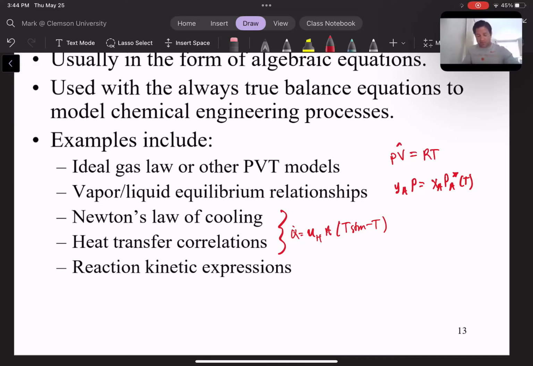And we talked about some kinetic expressions where we might need the Arrhenius rate law. So this is a way to express the rate constant as a function of temperature. And we also have specific reaction rates. So for example, for a first order reaction, we could have r_A equals k C_A, for a second order reaction, r_A equals k C_A squared, etc.